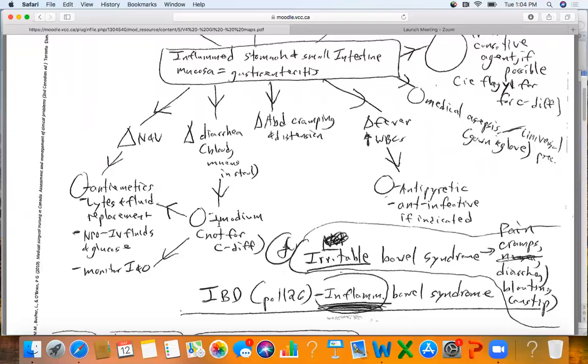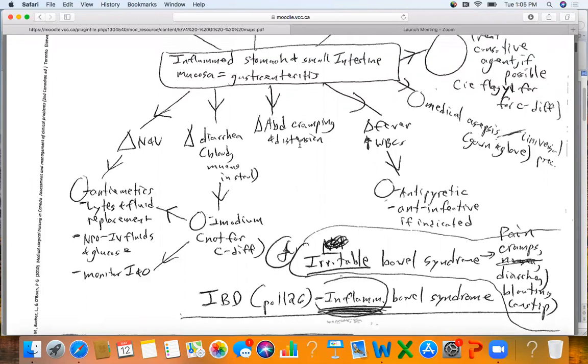We would give antibiotics, anti-infectives, we would replace fluids, but we would not give Imodium. We would monitor lights. For fever and high white blood cell, fairly non-specific signs of infection, these should make sense in the circle.